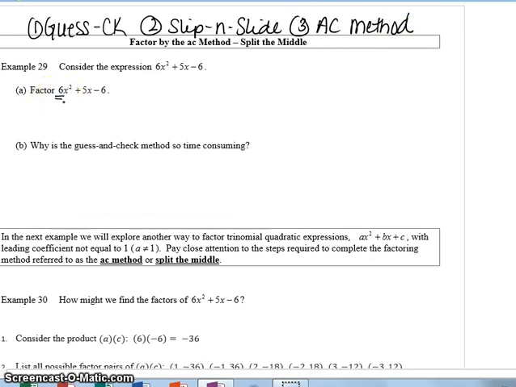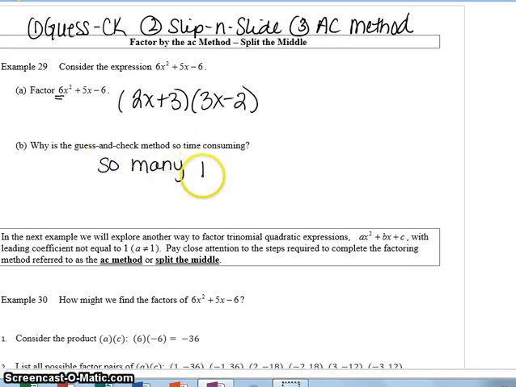How do I know it? Look, there's a leading coefficient there, and there's no GCF to factor out. So now it says factor. I would probably do a slip and slide, or I can just do guess and check. But what's going to happen is you're going to get that it is 2x plus 3 times 3x minus 2. Why is the guess and check method so time consuming? Well, it's because there's so many possible guesses. So it takes forever.